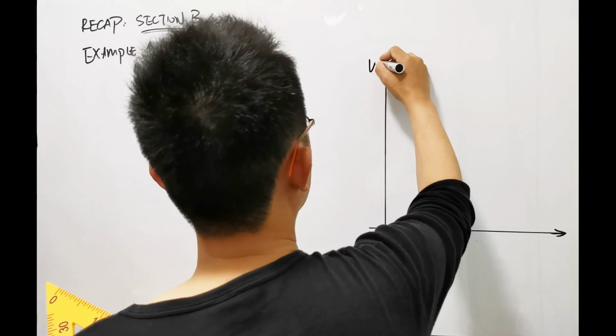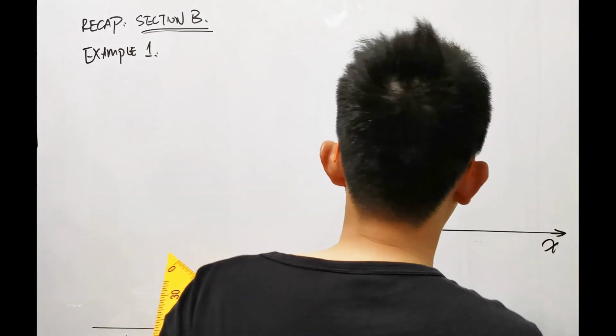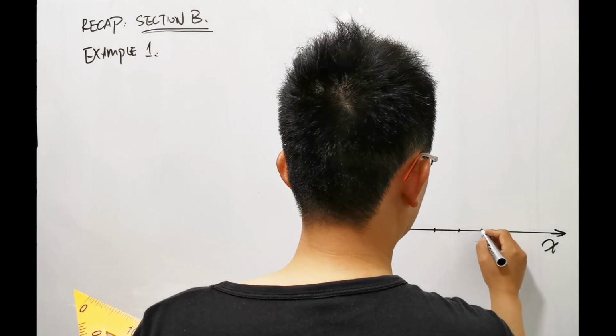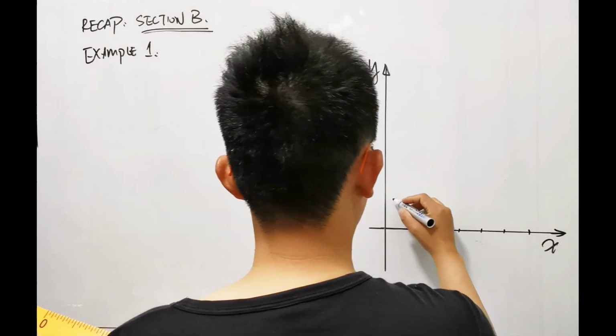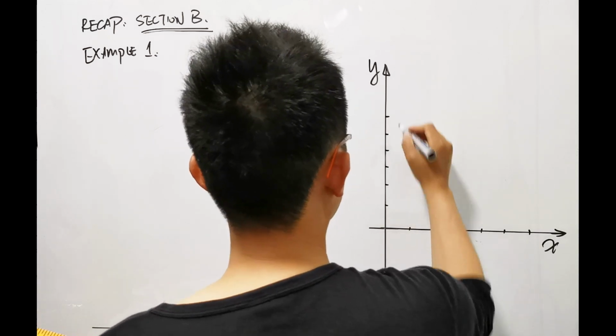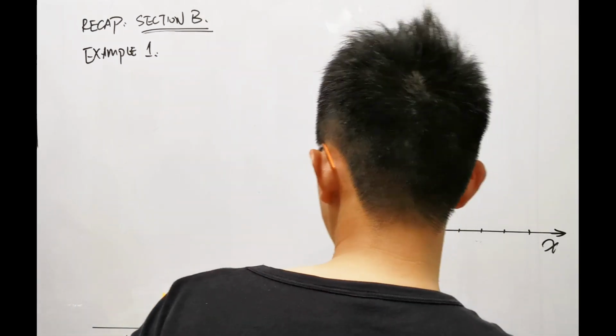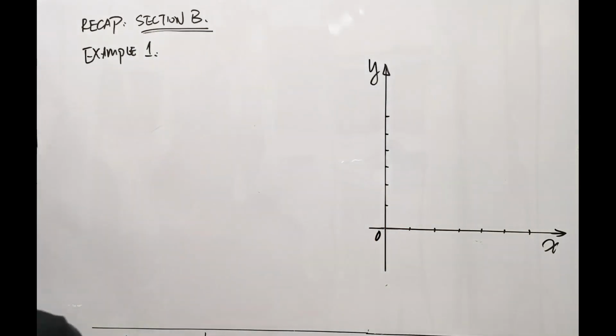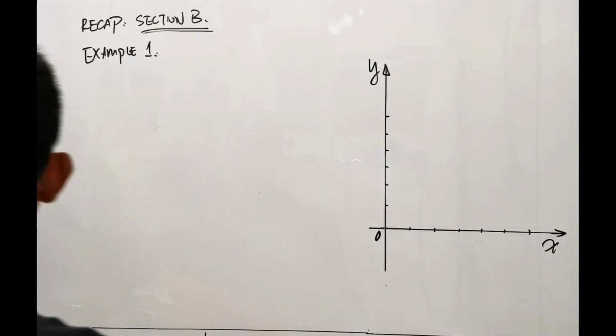So in this plane, this is the y-axis, this is the x-axis. So basically we have 1, 2, 3, 4, 5, 6, and 1, 2, 3, 4, 5, 6, right? Okay, so this is the origin. So okay, let's look at the first one.